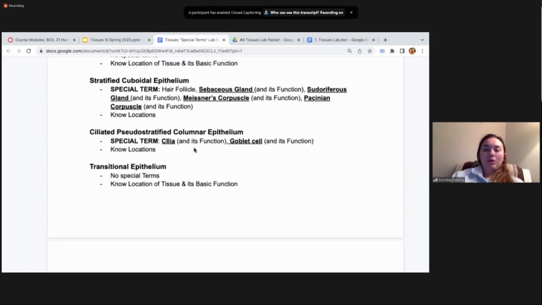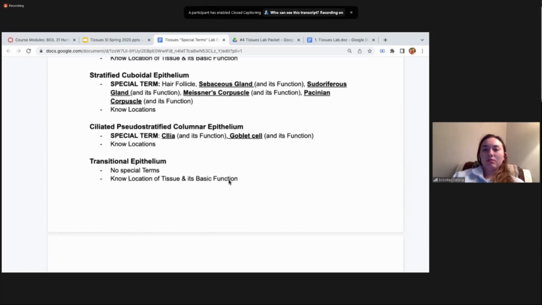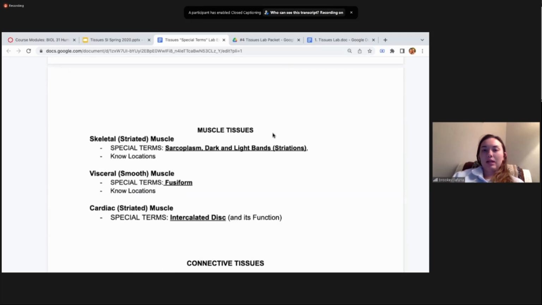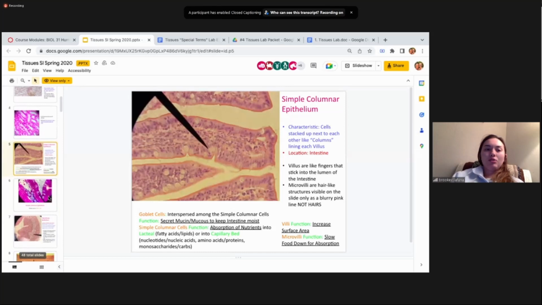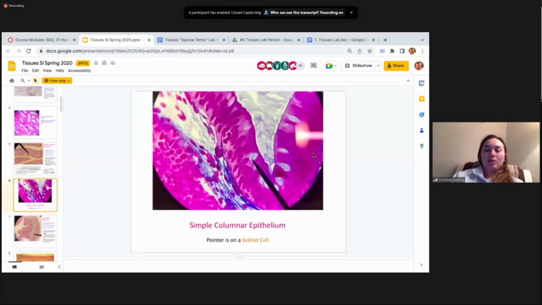Some of them don't always have it, it's like basic function versus detailed functions. There's no functions here, so you don't need to know the function of fusiform. You do need to know the function of intercalated disc. Does that make sense? So refer to this if you want detail on which functions you need to know. And I'll try to do my best to cover as much as possible here in a second.